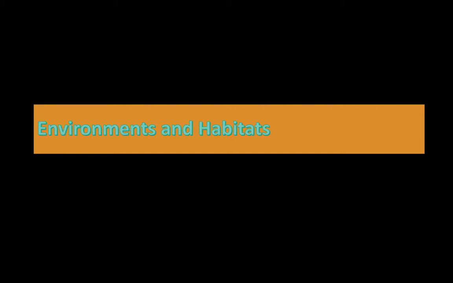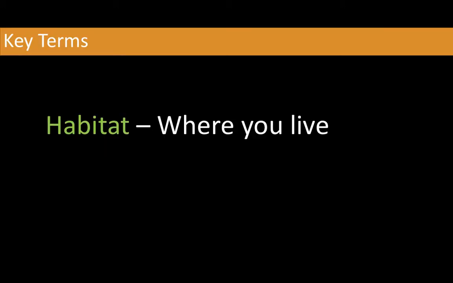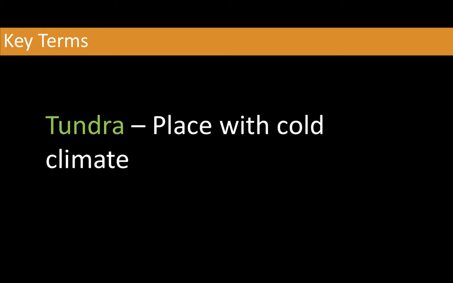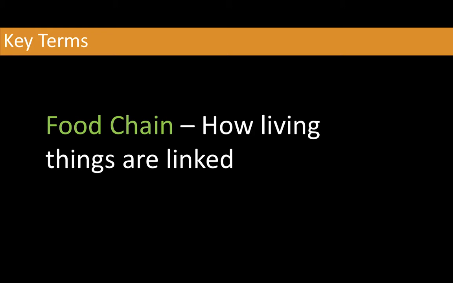There are some vocabulary words you will need to know before this lesson. The first word is habitat. A habitat is where you live. Adapt means to change. An animal adapts to their environment. They change to survive in their environment. The next word is tundra, which is a very cold place with very few plants. It has some plants, but not a whole lot. We'll learn about the animals that live there and how the land forms are there. And the last word is food chain, which is how living things are linked.